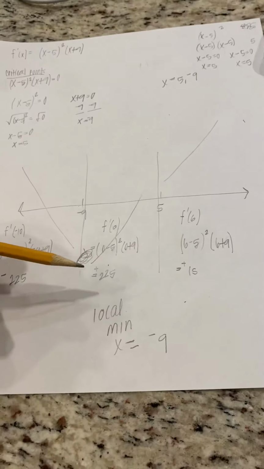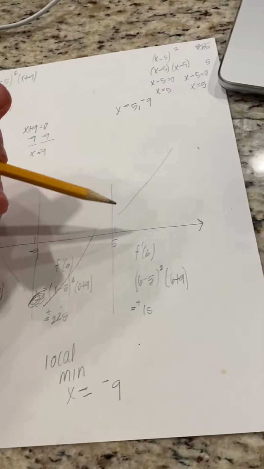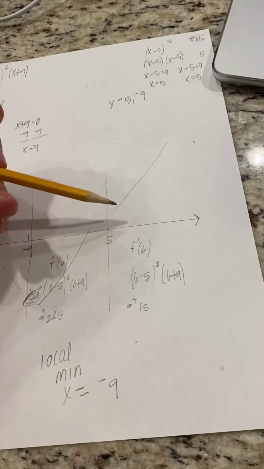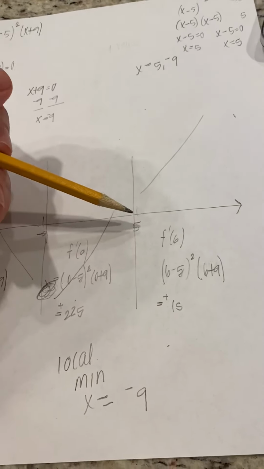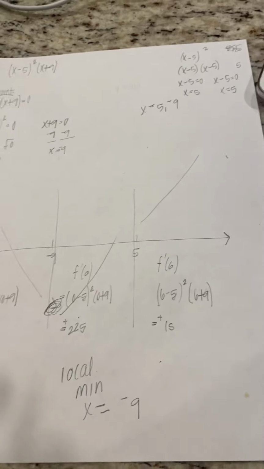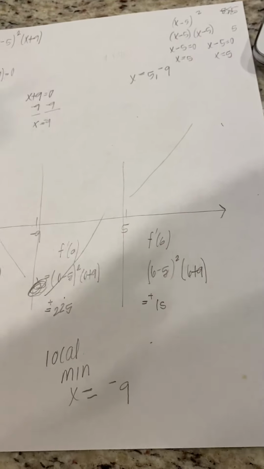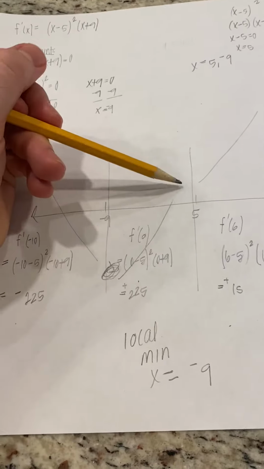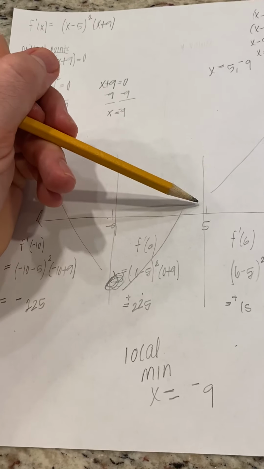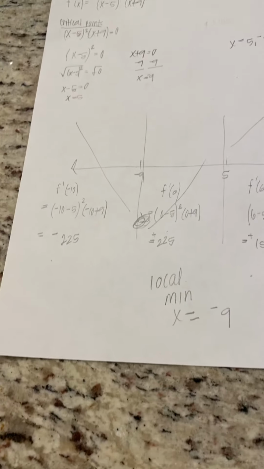There is not a local extrema at x equals 5, because you went from increasing and then you increased again. So no extrema happens right here, okay? And that pretty much answers it.